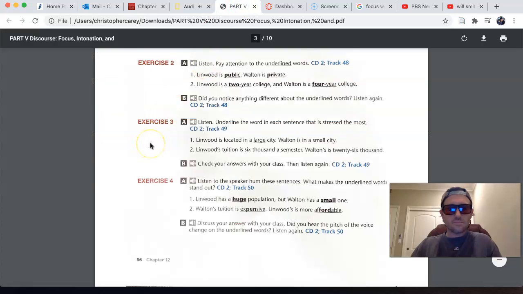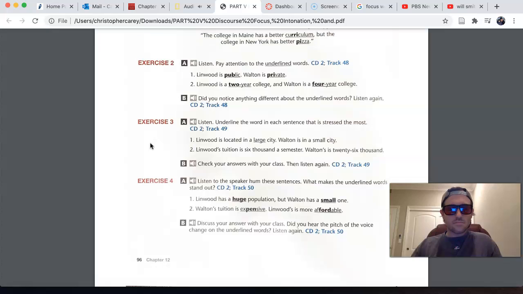Let's listen one more time. Exercise 3, A and B, page 96. 1. Linwood is located in a large city. Walton is in a small city. 2. Linwood's tuition is $6,000 a semester. Walton's is $26,000.